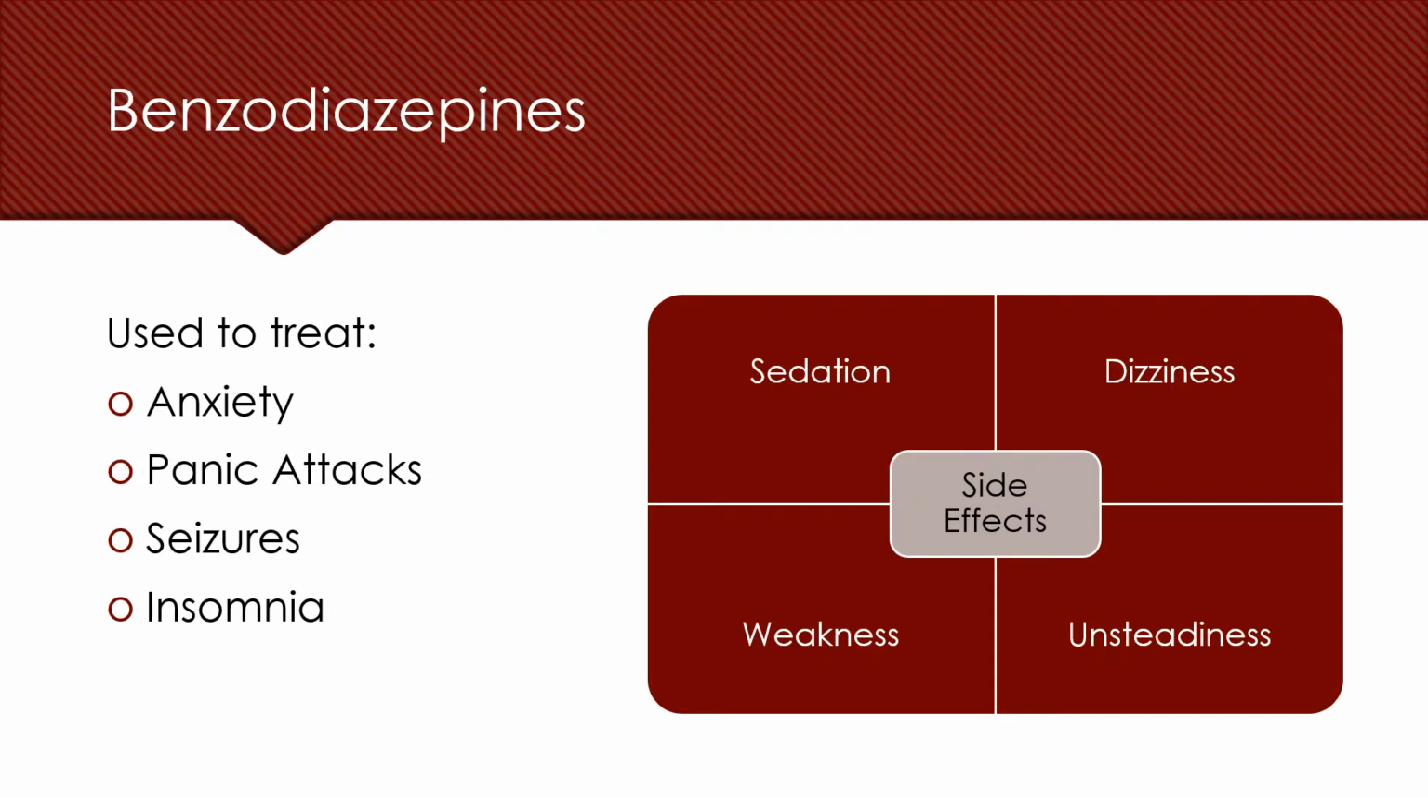Okay, so next we're going to talk about benzodiazepines, and these are typically used to treat anxiety, panic attacks, seizures, insomnia, and some that you may have heard of are Valium, Ativan, and Xanax. And so the side effects of these that really cause a fall risk for people are sedation, dizziness, weakness, and unsteadiness. And actually, you'll see this category of benzodiazepines come up, they fall within other categories as we go along here.